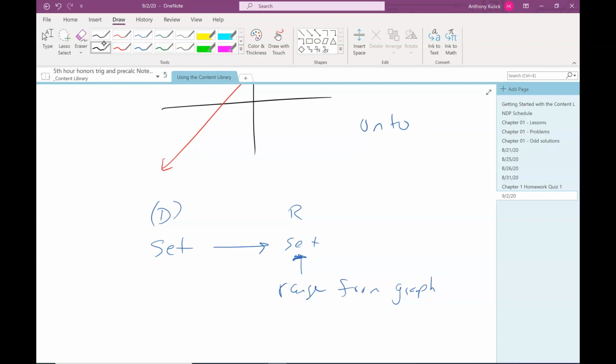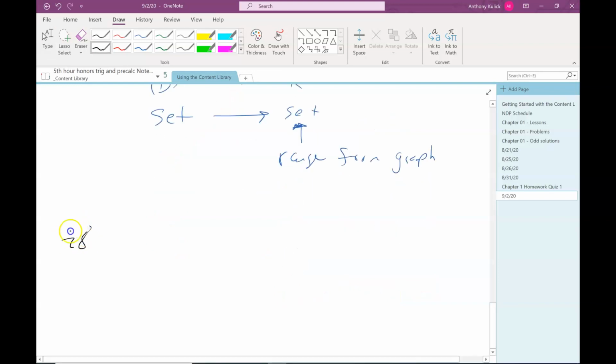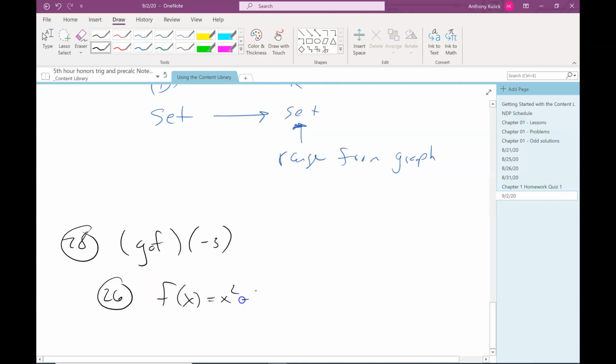28. Sure. So 28 says, using your result from question 26, find the composition, or find G compose F of negative 3. Do you have an answer for 26 that you can tell me, or do we need to do it? Okay, that's fine. I'm just checking.